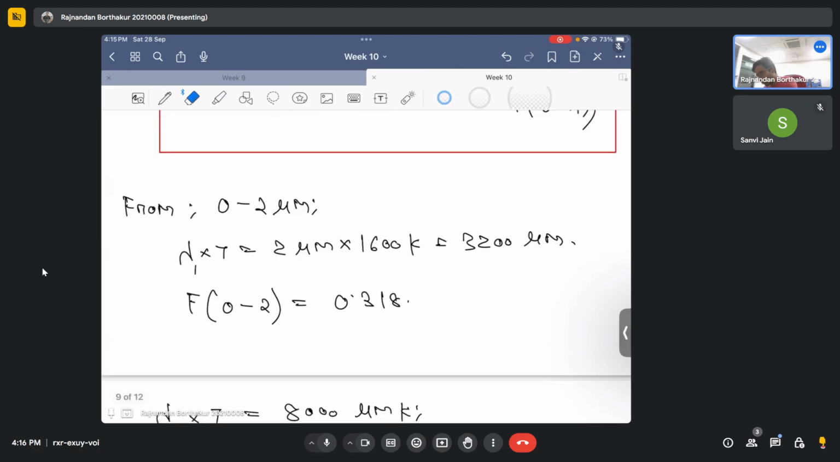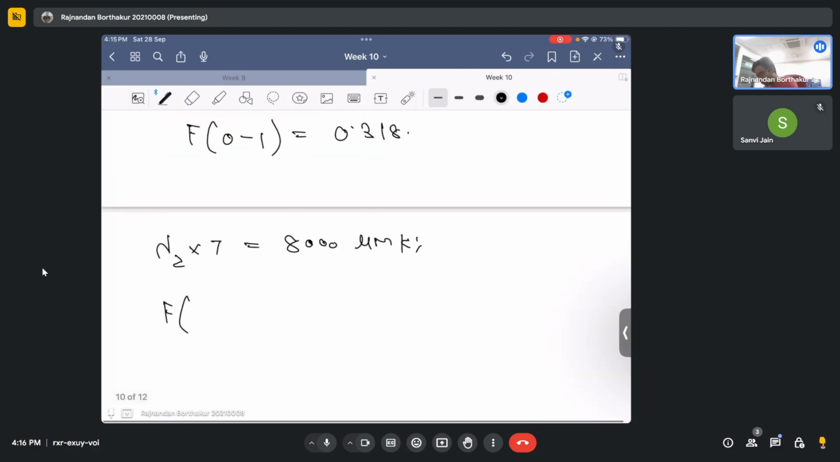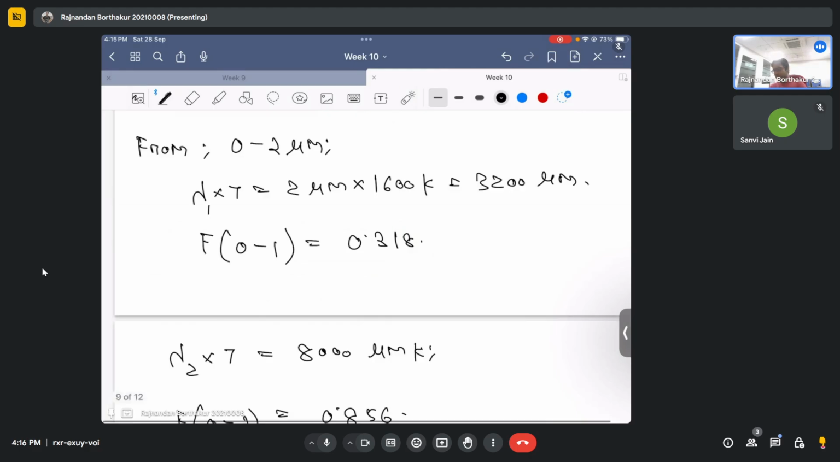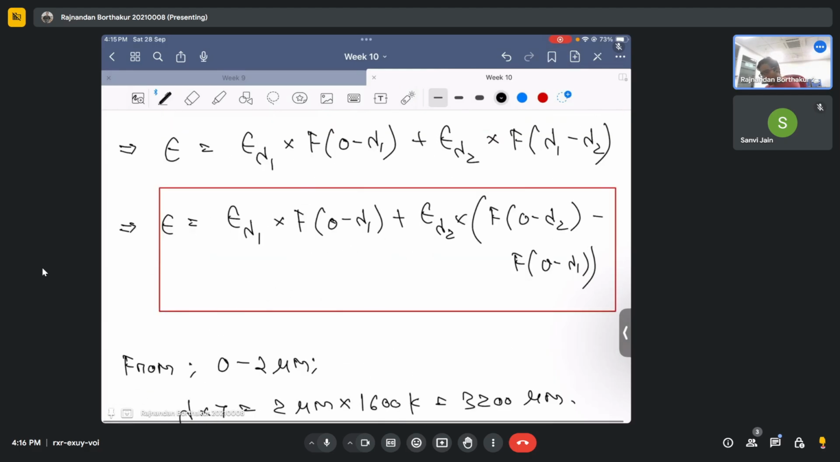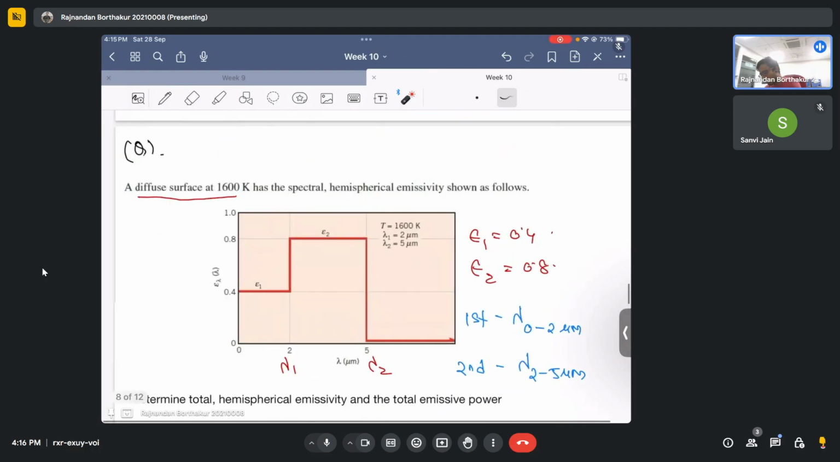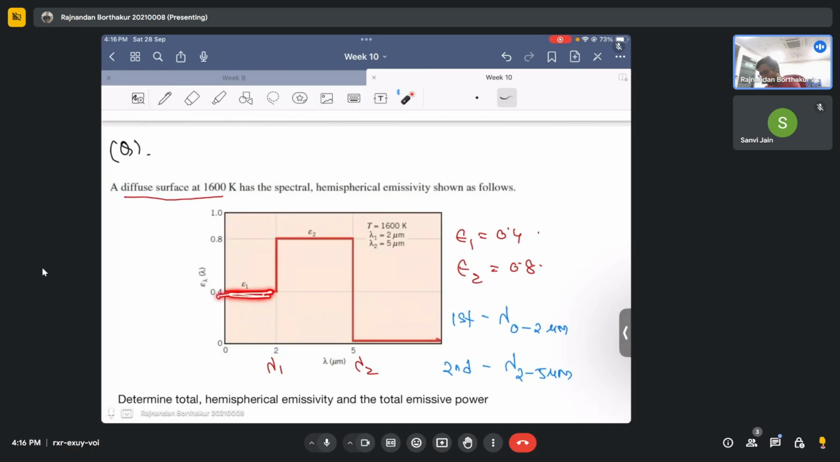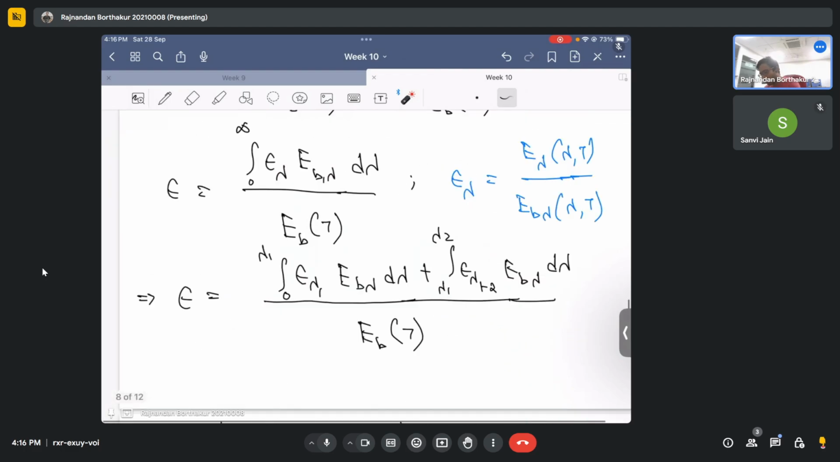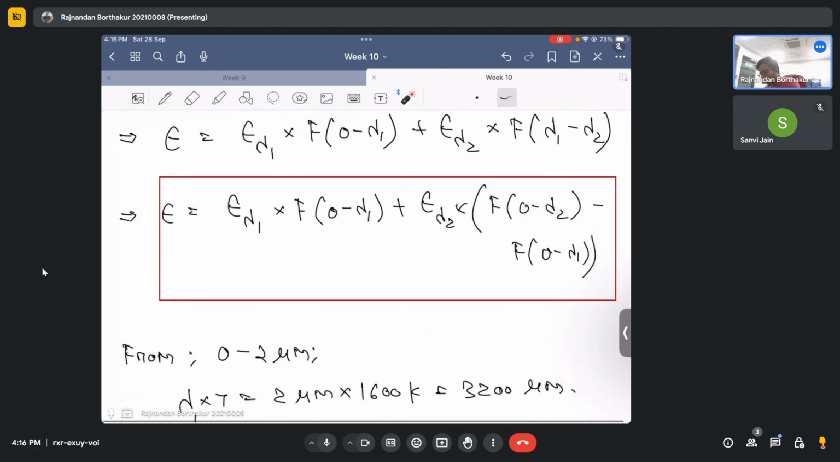this f0 to lambda 2, for this corresponding value of lambda 2 times t, comes out to be around 0.856, which means now you know everything. You know all these values, f0 to lambda 2, f0 to lambda 1, and all these emissivities, because emissivities are known, right? For the first case, your emissivity epsilon 1 is 0.4 and epsilon 2 is 0.8, which means you just need to substitute the values in this entire expression to basically get epsilon.